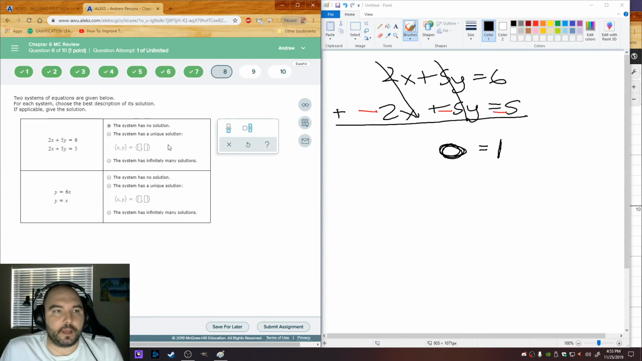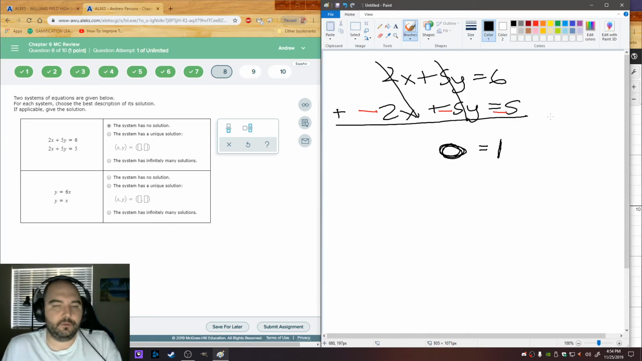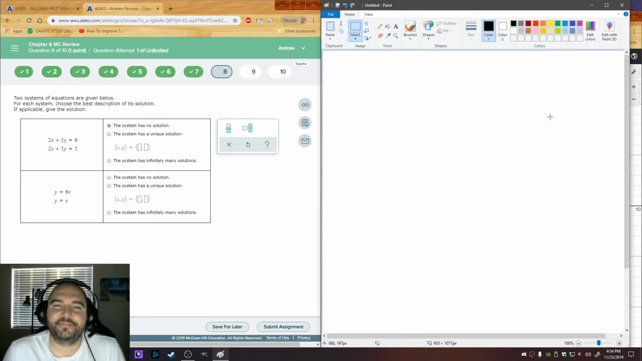Okay? A unique solution would be if you worked it out and some letters stayed and you actually could solve it and answer it. Let's say you work it out and you get y is 2 and x is 1. You put in 1 comma 2 and call it a day, right? In this case, it's no solution. 0 does not equal 1. Just in case students were wondering, doing 0 homework is not the same as doing 1 homework. Oh, I'm just so clever.